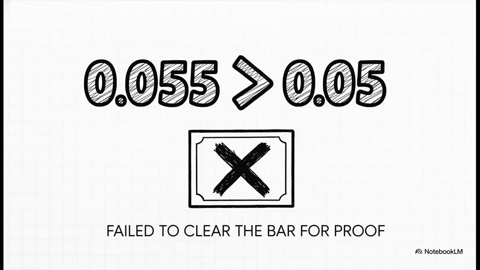So here's the simple rule. To prove your case, your fluke factor, the p-value, has to be less than the bar you set. But our fluke factor, 0.055, is just a tiny bit greater than our bar of 0.05. It was so close. But in the world of statistics, close doesn't count. It means the evidence, while interesting, just isn't strong enough to meet our standard of proof.